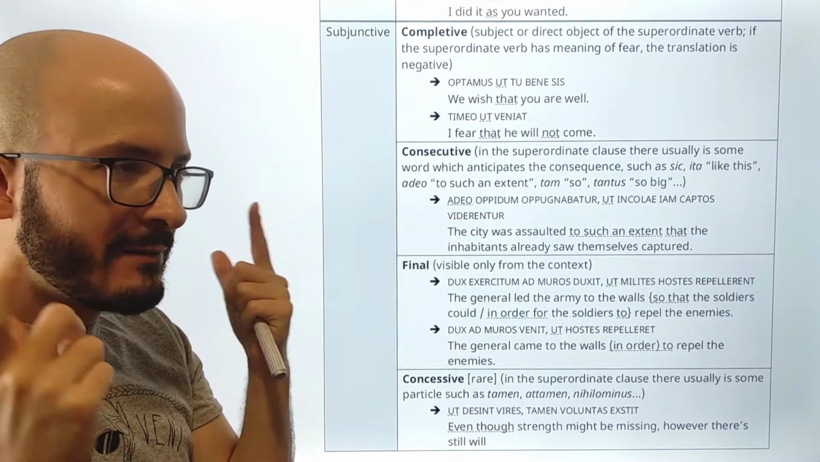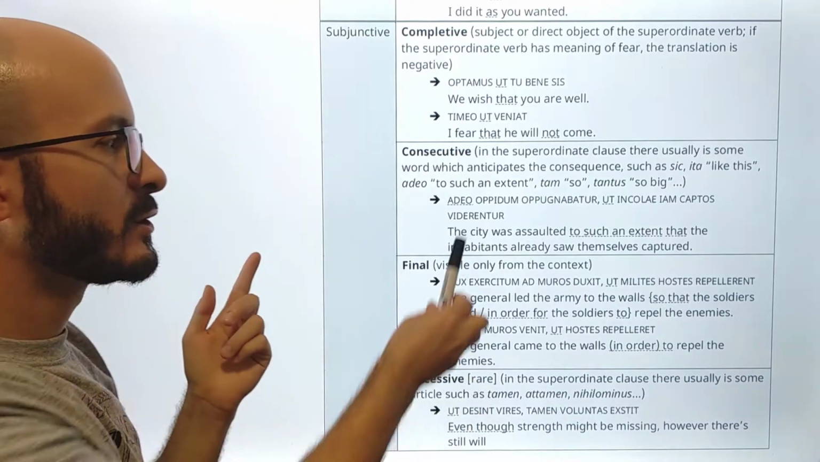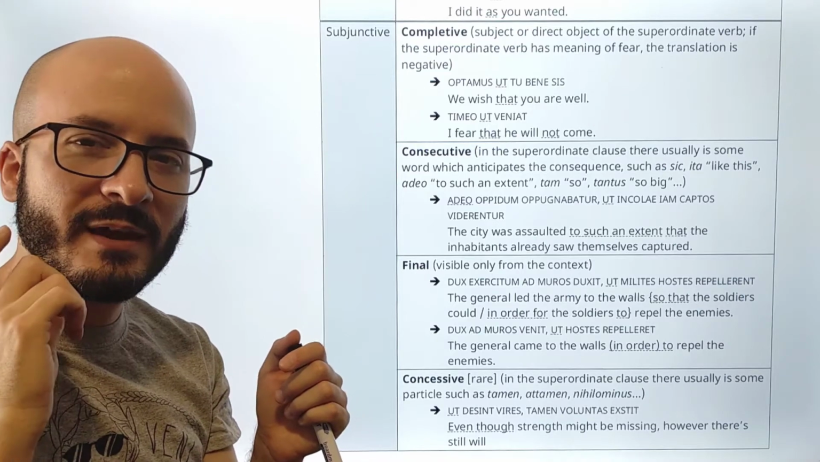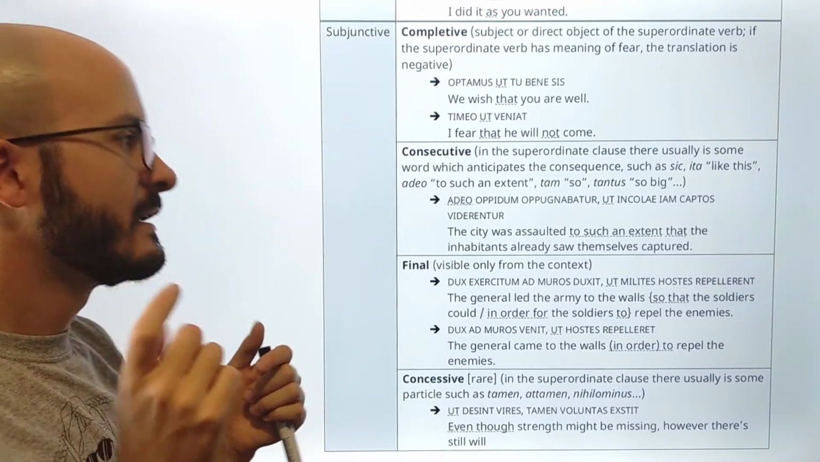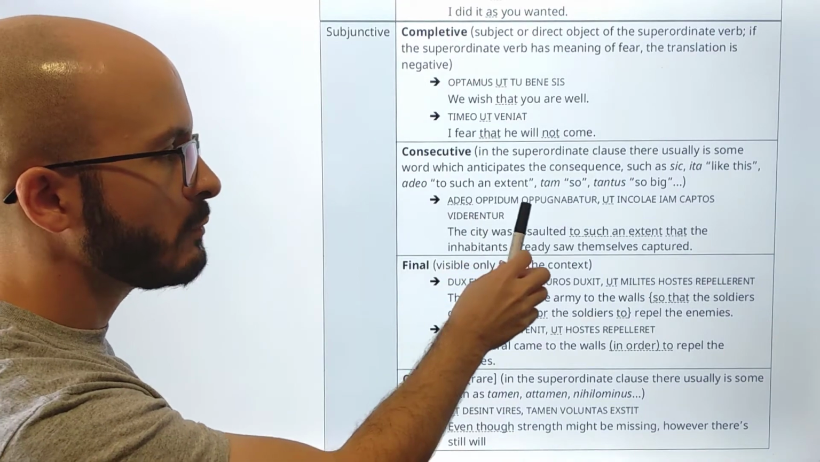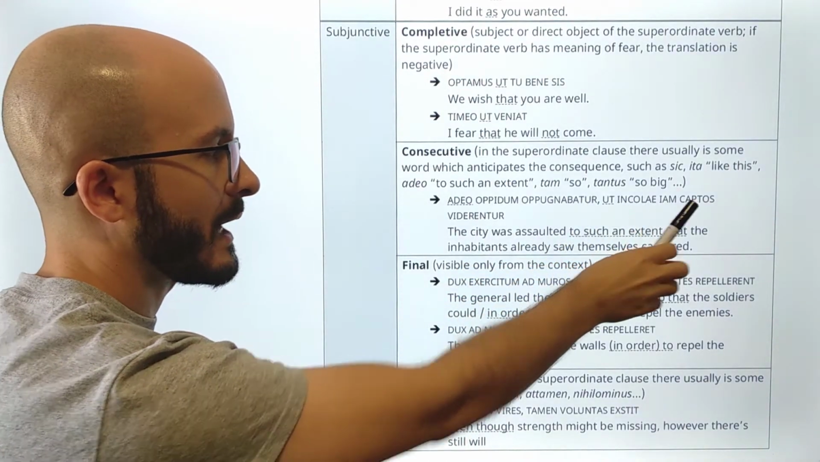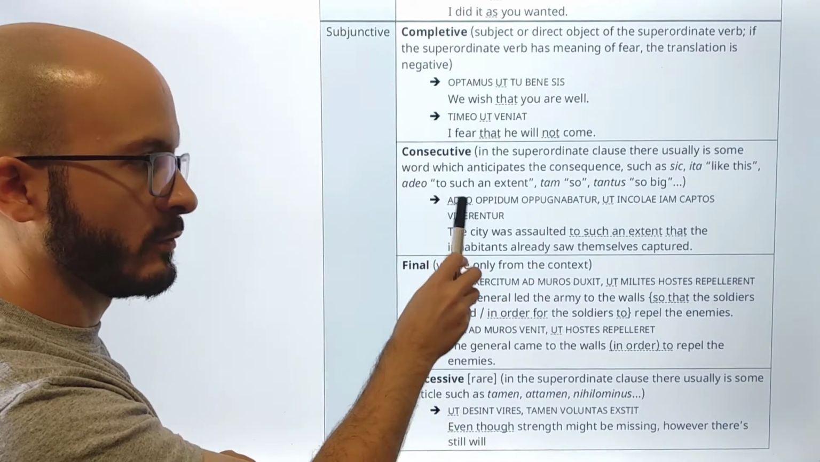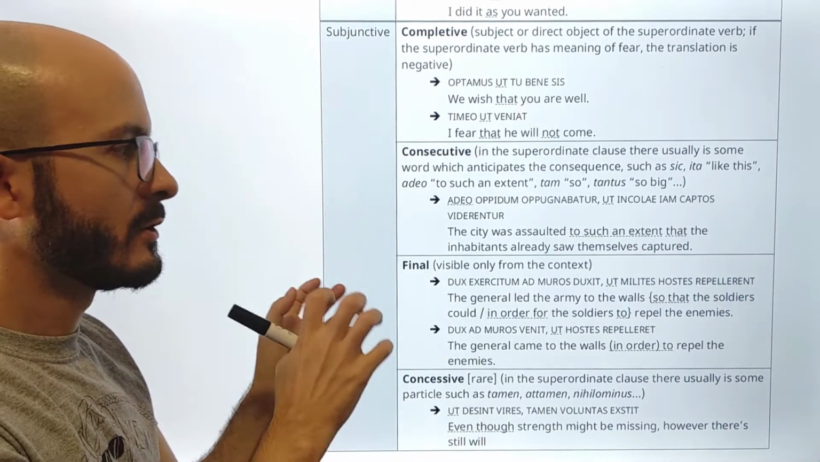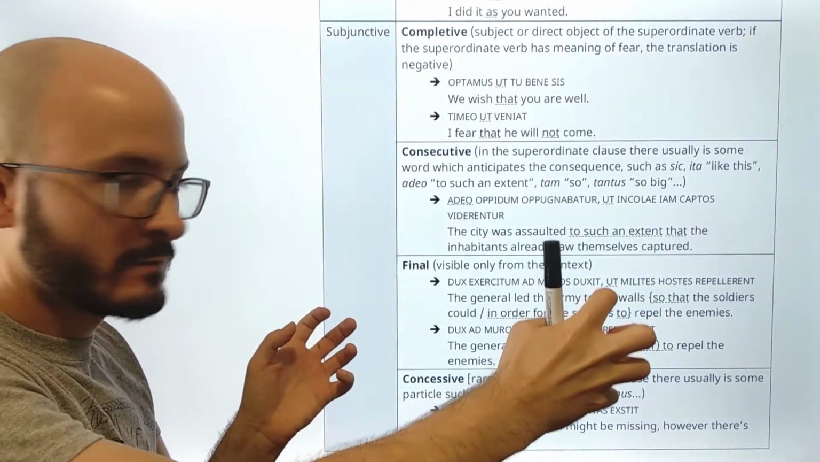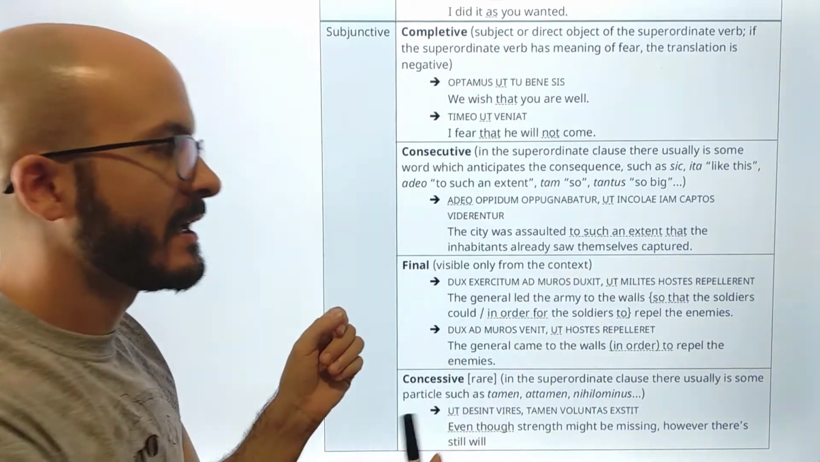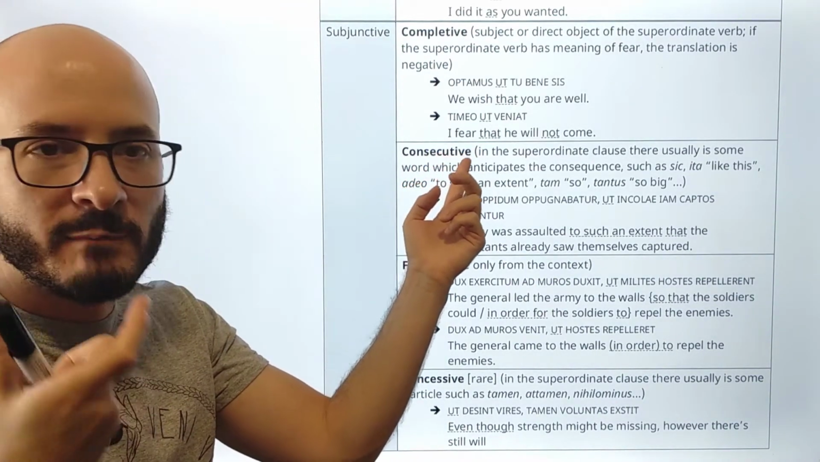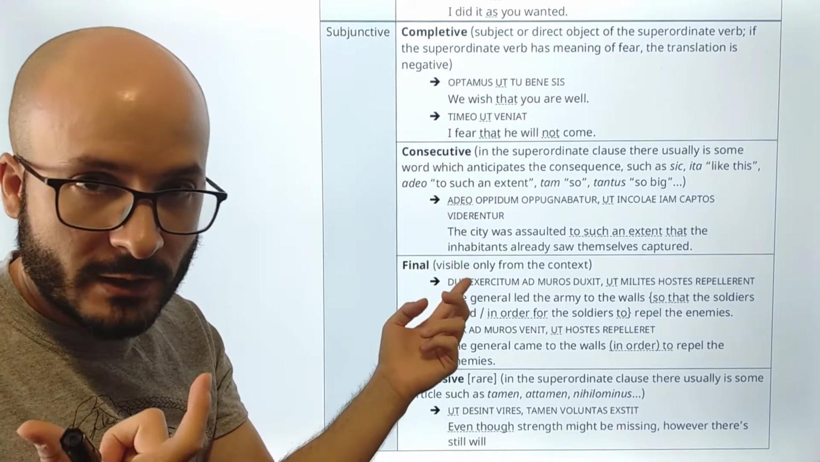But, I mean, you just have to somehow feel the rhythm, feel the music of the sentence, okay? So, let's see. Adeo oppidum oppugnabatur ut incolae iam captos viderentur. So, the city was assaulted adeo. Literally it is ad eo, so, to such an extent that. Notice consecutive. What does consecutive mean? It's about a consequence, okay?